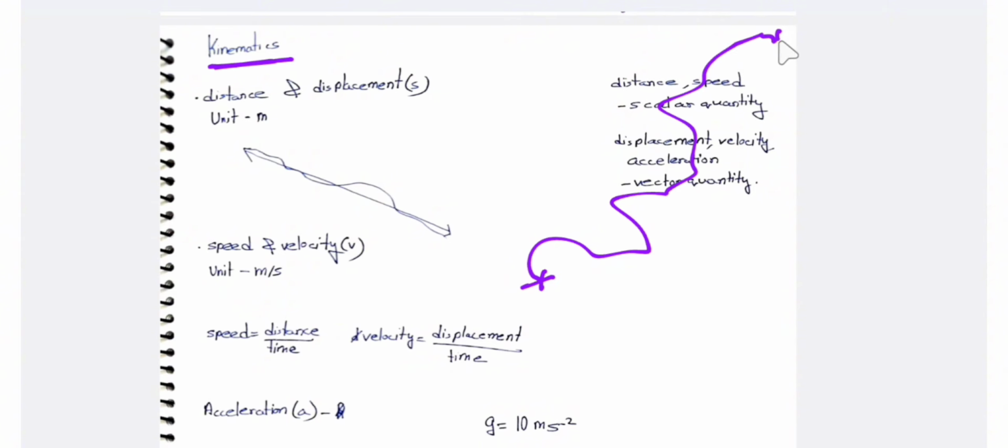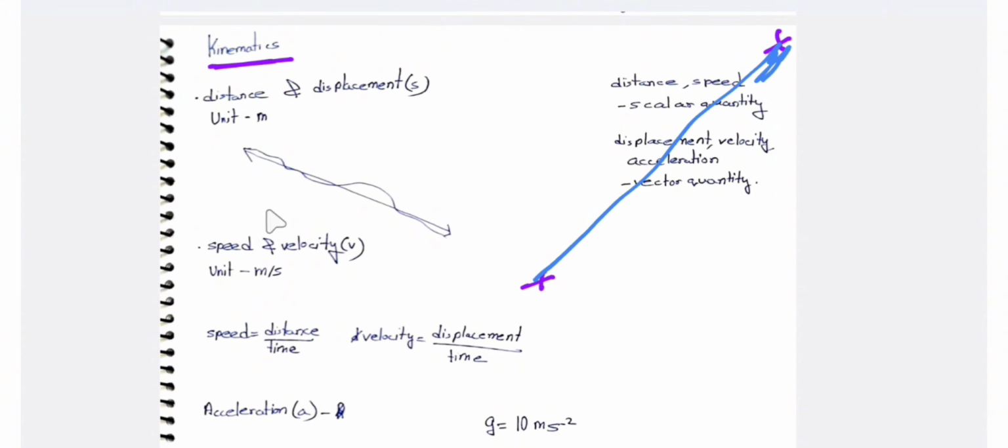Kinematics. For distance and displacement, let's suppose this is the distance traveled by the object, this is the starting point, and this is the ending point. The overall distance traveled is this distance. Now what is the displacement? Displacement is from the starting point to the ending point, and it is a straight line. So this is the distance traveled, and this is the displacement.